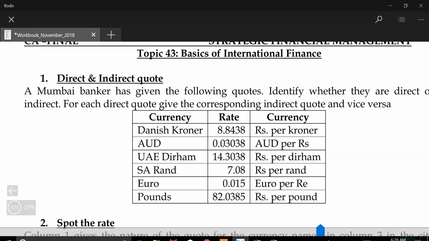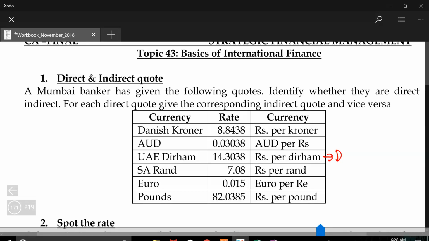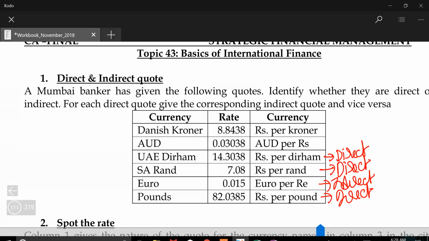Rupees per dirham. Is this direct or indirect? Direct. Rupees per rand is also direct. Indirect, direct. There's nothing much to discuss here. Direct, indirect: you will just do an inverse of it, and you will get the other quote.